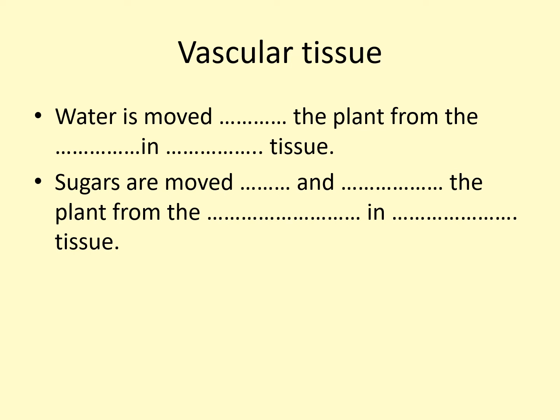Okay, so you've got this gap fill in your book if you want to have a go at filling it in. So if you want to pause the video, and then we'll have a look. So water is moved up the plant from the roots in xylem tissue. And we're going to look at the difference between xylem vessels, which are cells, and phloem tissue. Sugars are moved up and down the plant from the leaves or storage organs actually in the phloem tissue.